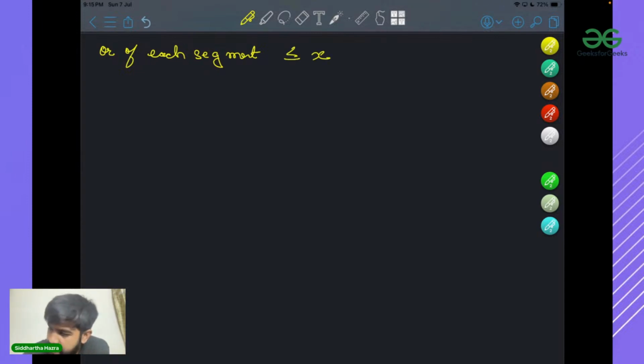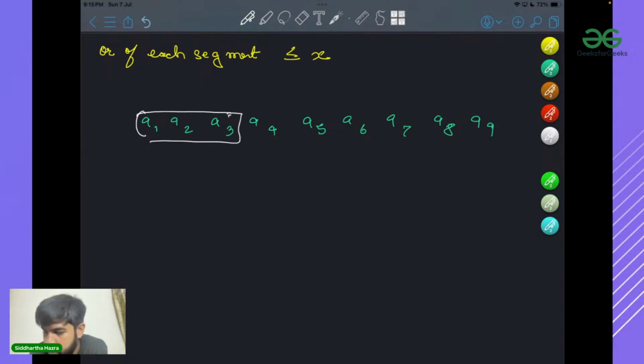Let's say we have values a1, a2, a3, a4, a5, a6, a7, a8, and a9. Let's say we started doing the OR from here, and then we got here. Until this point, the OR was less than or equal to x. But if we include this element, it becomes greater than x. So we don't include this.